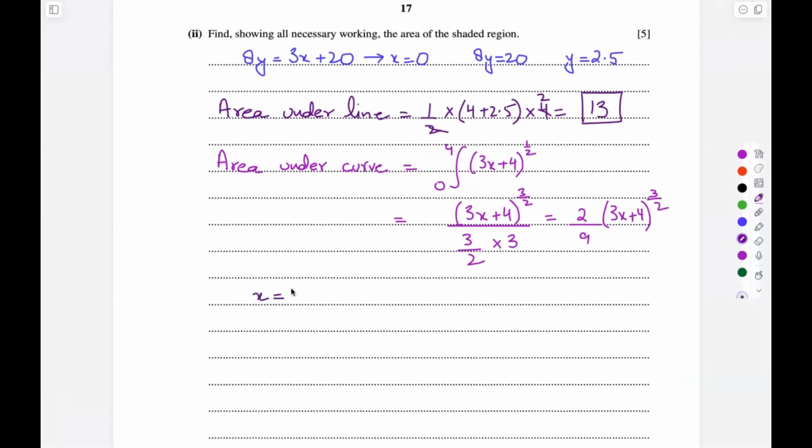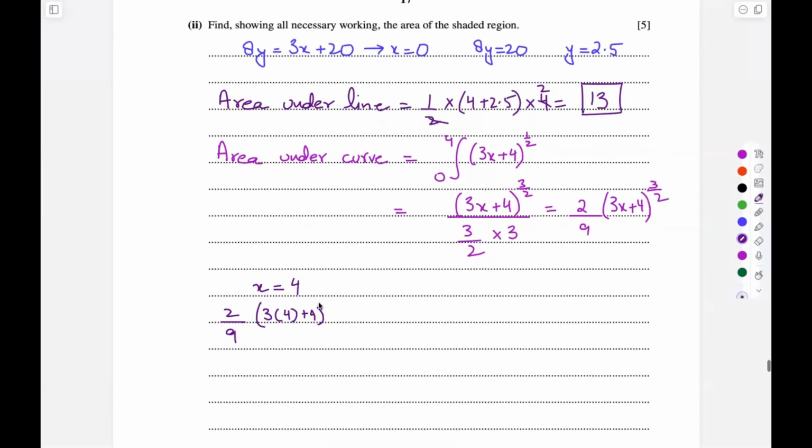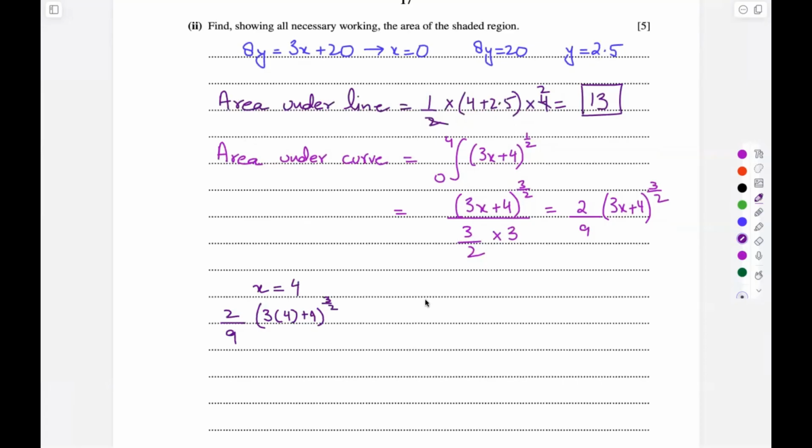So the upper limit is x equals 4. Now substituting x equals 4 into the equation, we'll get 2 upon 9 into (3 into 4 plus 4) to the power 3 upon 2, and then subtract from it the lower limit, which is x equals 0. So this will become 2 upon 9 into (3 into 0 plus 4) to the power 3 upon 2. So this is 12 plus 4, which is 16, 16 to the power 3 upon 2.